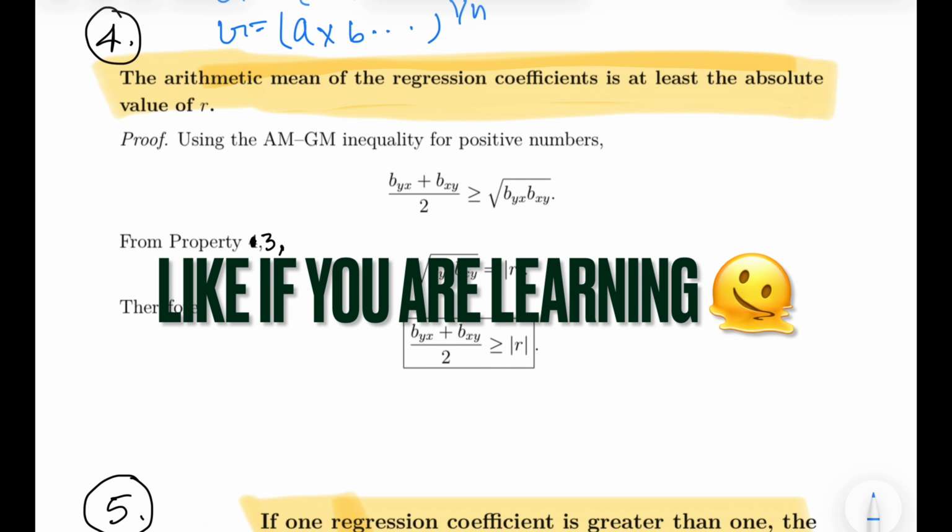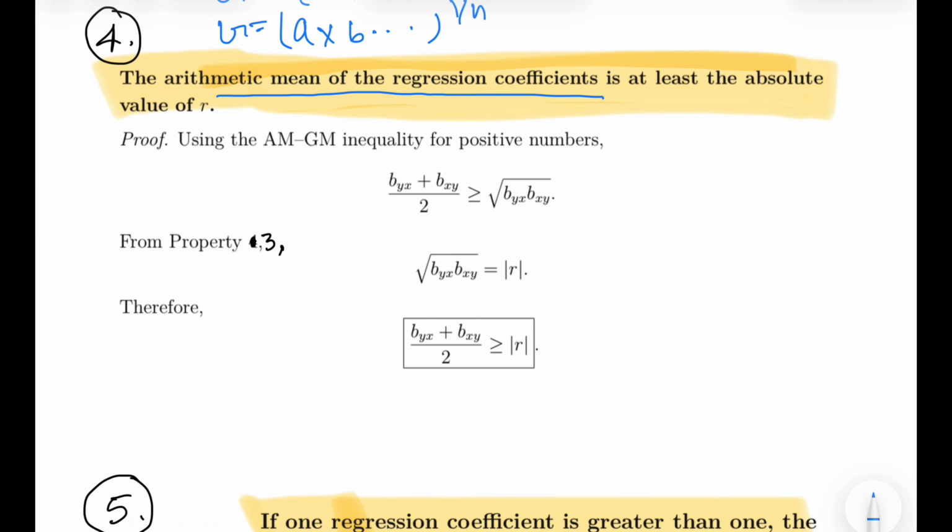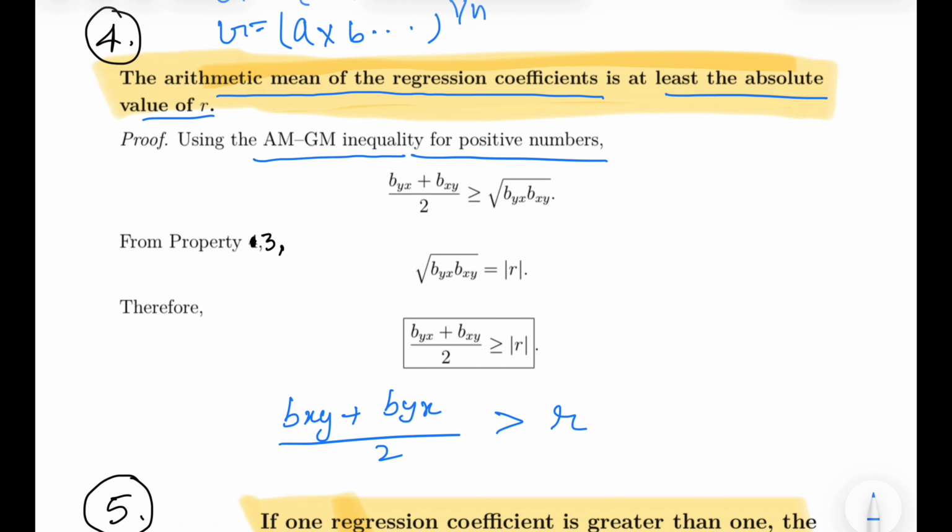Now let's see what is property 4 and what is its proof. Property 4 states that the arithmetic mean of regression coefficients is at least the absolute value of r. Or in other words, the arithmetic mean of regression coefficients is always greater than or equal to the correlation coefficient. So it is saying that the arithmetic mean of the regression coefficients, bxy plus byx divided by 2, is always greater than or equal to the correlation coefficient or the absolute value of it. To prove this, you must know what is the AM-GM inequality, meaning arithmetic mean, geometric mean inequality.